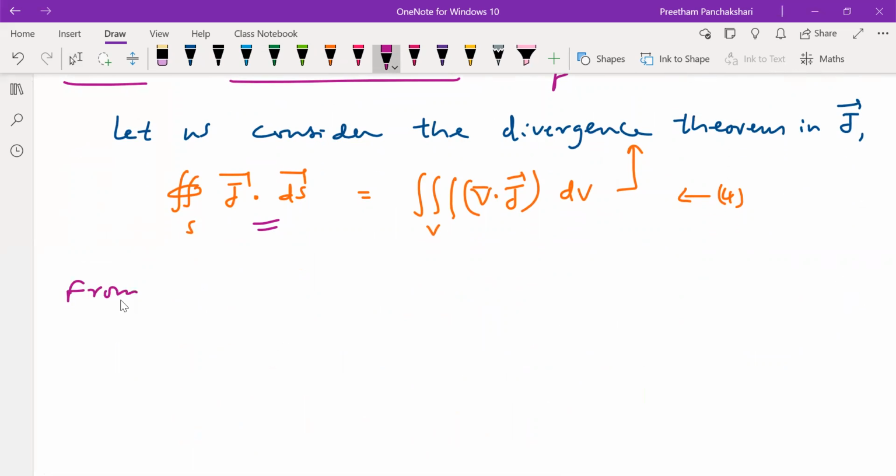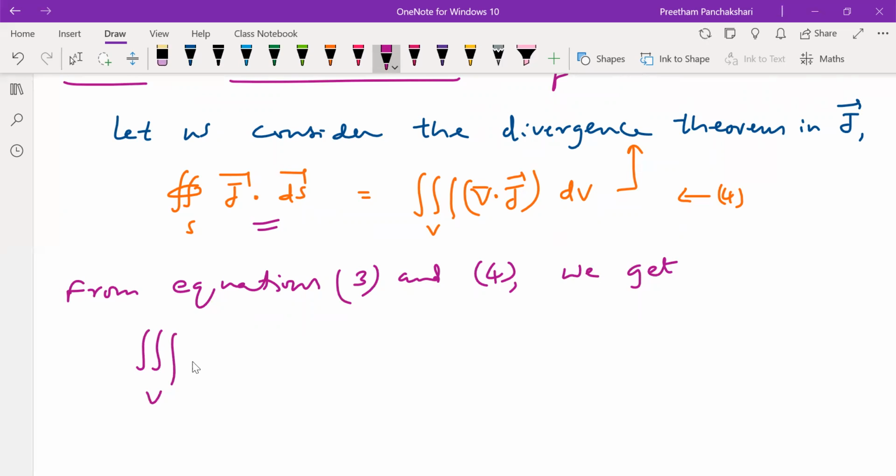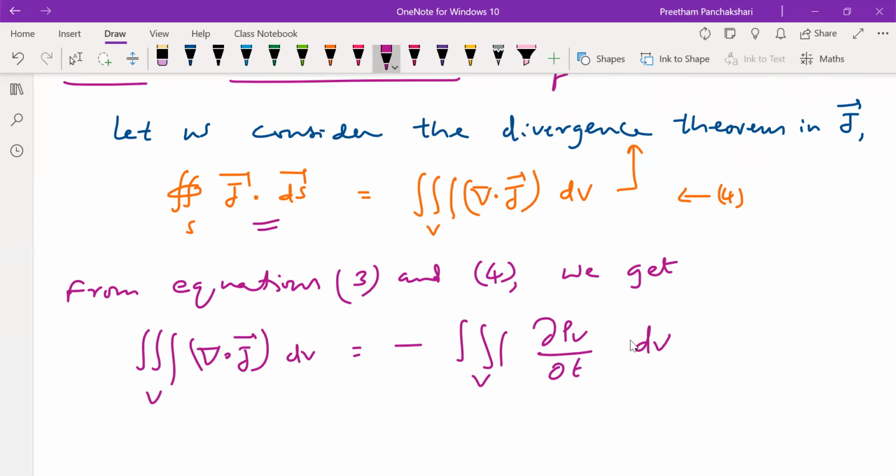From equations 3 and 4, we get a very useful equation, that is the volume integral of divergence of J is equal to our regular volume integral of dou rho v by dou t dv. This is the equation you got from the combination of equations 3 and 4.